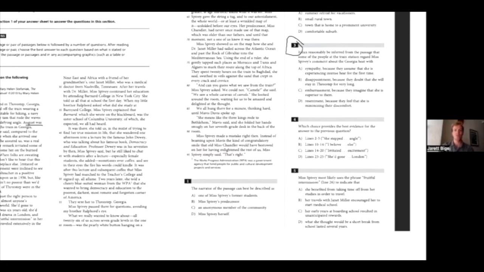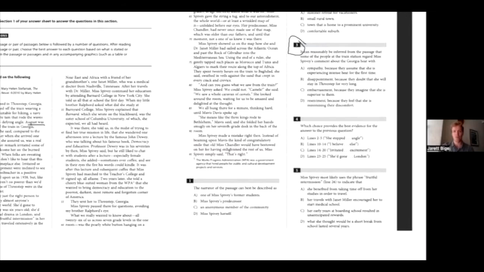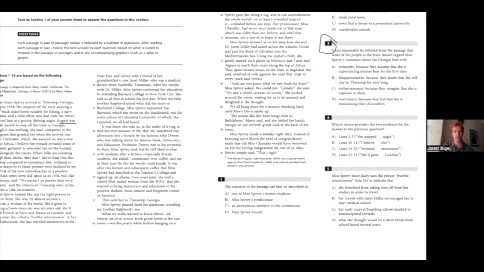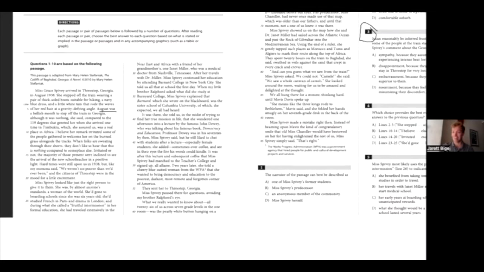Now we'll just look at question number 3. It can be reasonably inferred from the passage that some of the people at the train station regard Miss Spivey's comment about the Georgia heat with A, sympathy, B, disappointment, C, embarrassment, D, resentment. Let's go back to this text so that we can take a look at which of these 4 nouns would make the most sense.